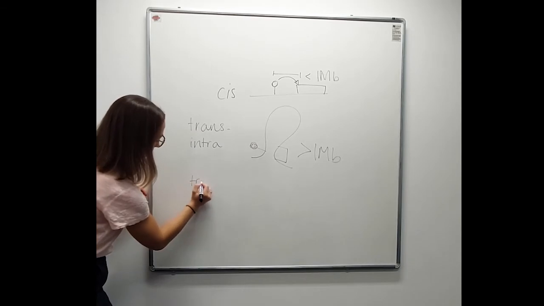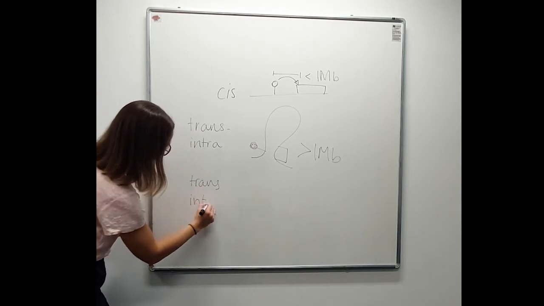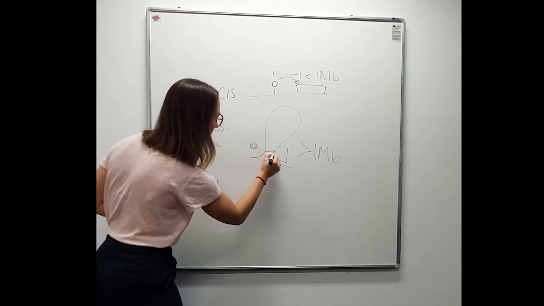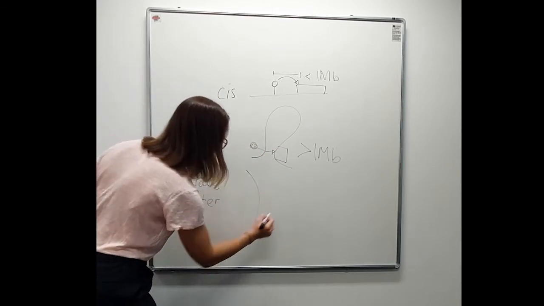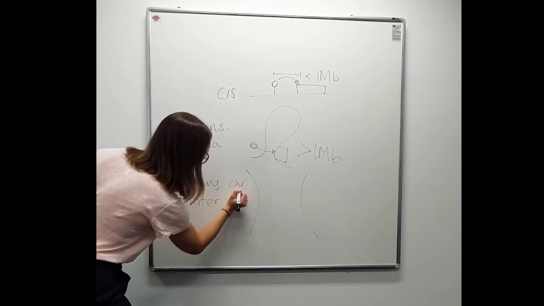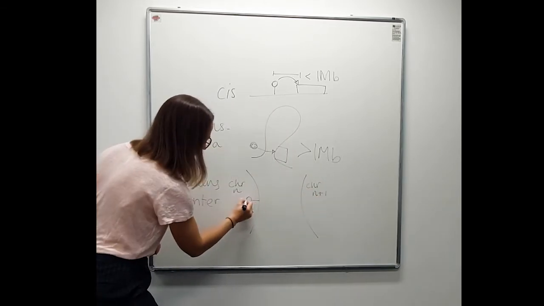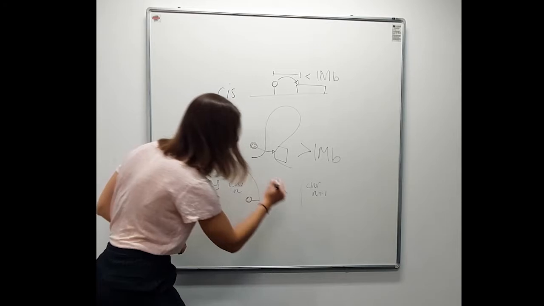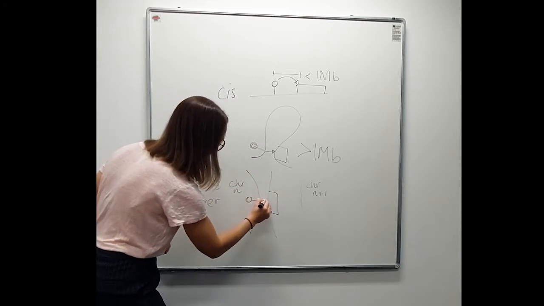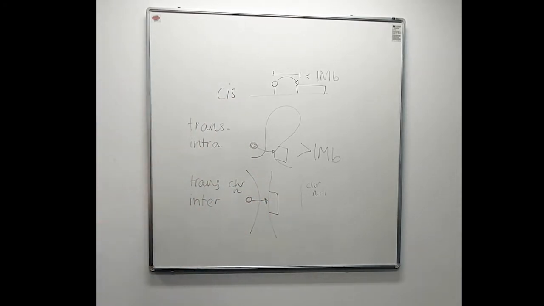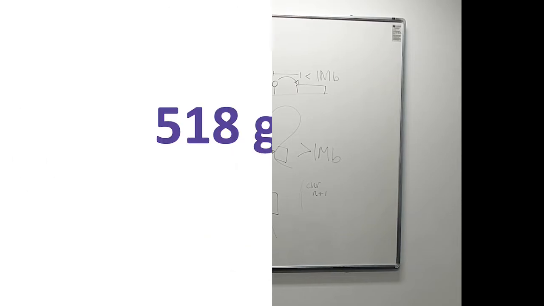And then we have trans-intrachromosomal, which is when the SNP and gene are on the same chromosome, but much further away, likely more than 1 megabase from each other. And finally, trans-interchromosomal, when the SNP and gene are on completely different chromosomes, but a regulatory interaction occurs due to the 3-dimensional organization of the genome.